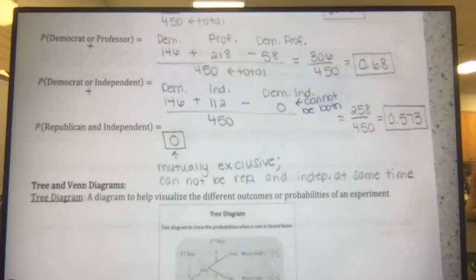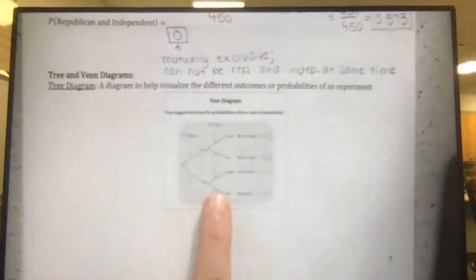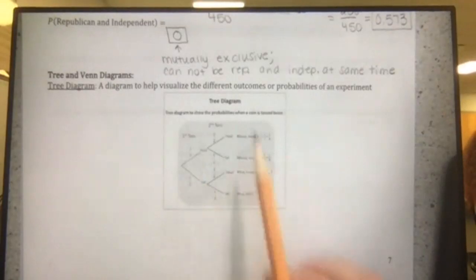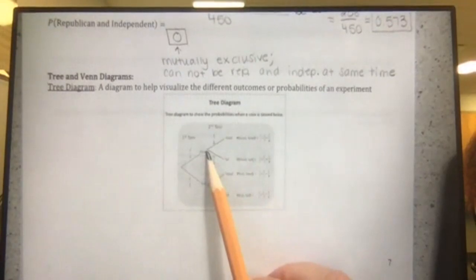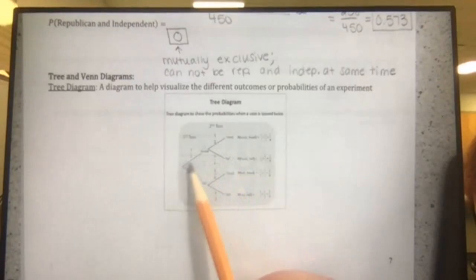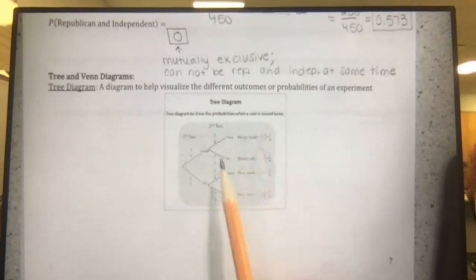A tree diagram is a diagram that helps us to visualize the different outcomes or the probabilities. For example, here is a tree diagram that shows the probabilities when a coin is tossed. The first coin is going to land on heads or tails, 50-50. Here's our second coin. If you landed on heads the first time, the second coin could be heads or tails. So this would be heads and then heads, heads and then tails.